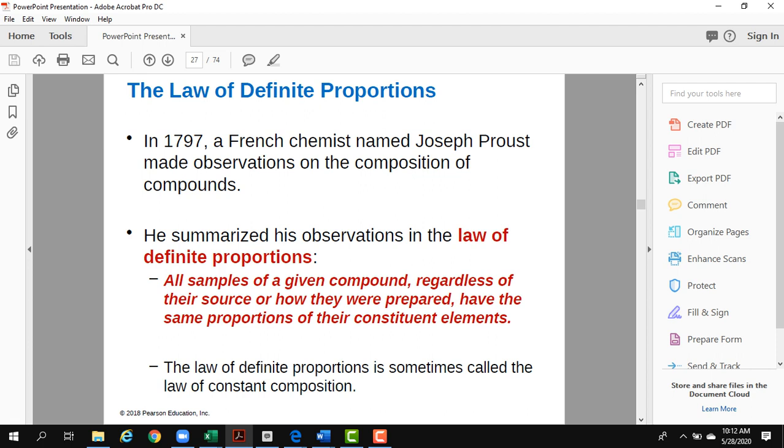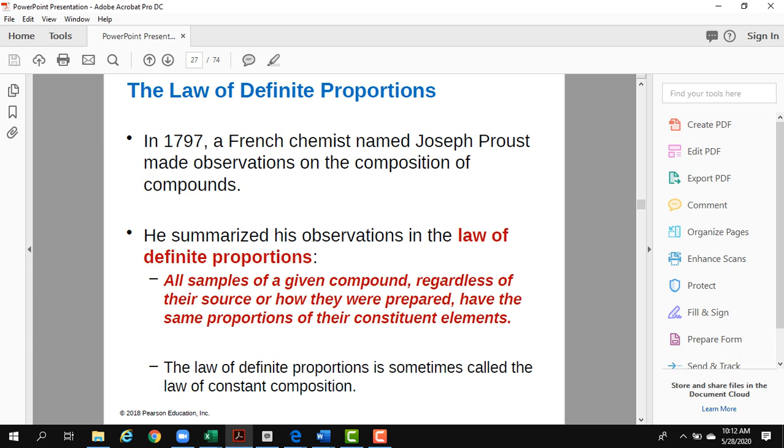So example, regardless of source, water is H2O. You take water from Texas, where I live in Texas. You take water in Oklahoma, you take water in some other place, water is H2O. Always has two hydrogen, one oxygen. So that is the law of definite proportion.